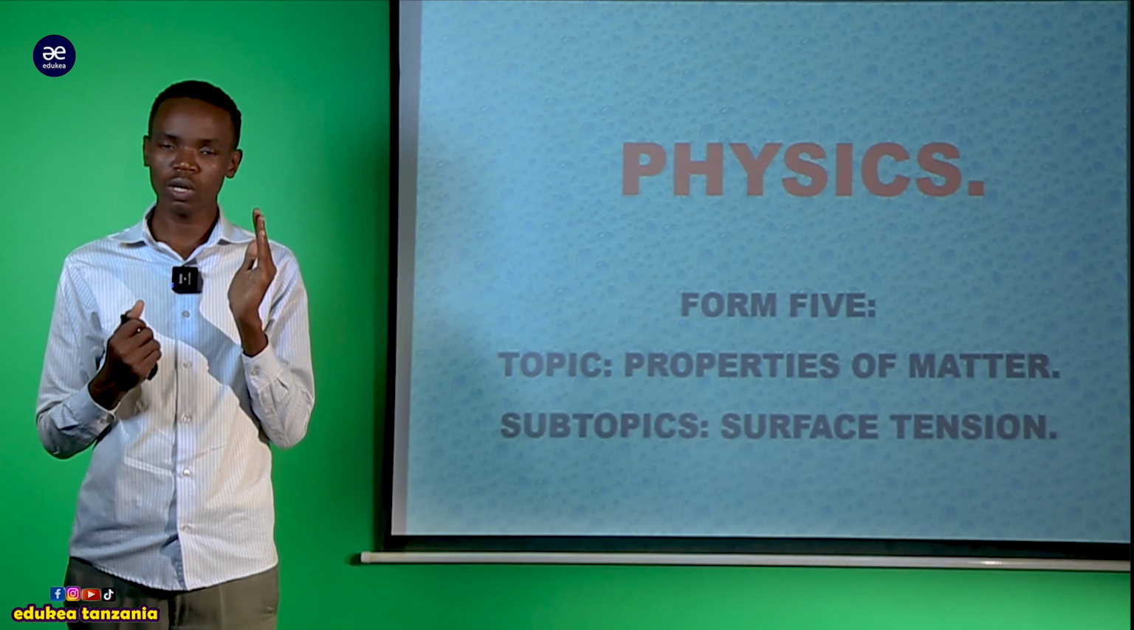We say that, my dear student, every liquid has its own properties, its own characteristics on the formation of the meniscus. We say that water forms the concave meniscus, while mercury forms the convex meniscus. That is what we looked at on the last session.